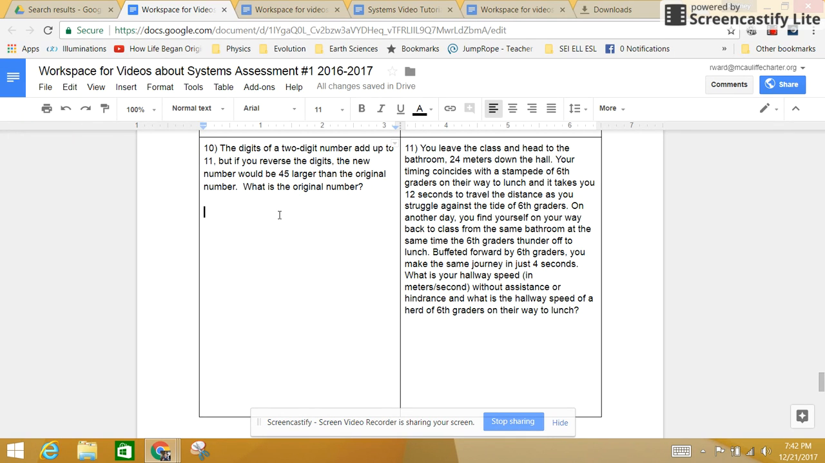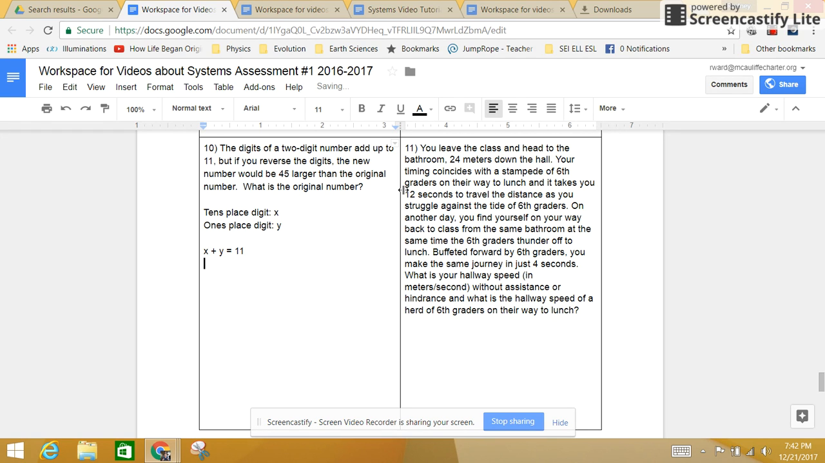So in number 10, we have a situation where we've got a two-digit number, and the digits of that two-digit number add up to 11. Okay, so that's the first piece of information we have. I'm going to call the tens place digit x, and the ones place digit is going to be y. So we know that the two digits add up to 11, so x plus y equals 11.